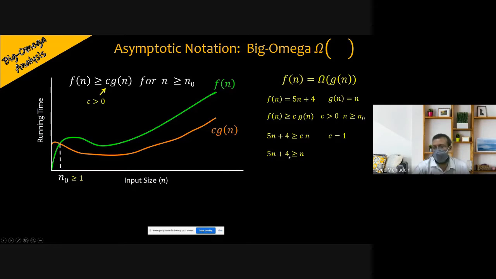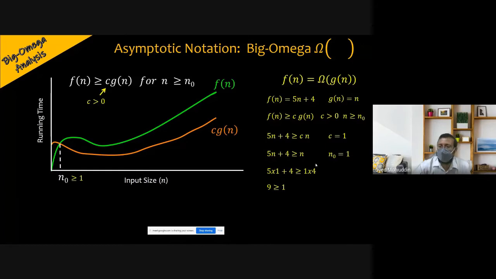So this happens for what value of n? Take n0 equal to 1 itself. If n0 is taken as 1, we can say that this is true. So for the constant c equal to 1 and for n equal to 1, we are proving that the f of n function is greater than or equal to c times g of n, where f of n is 5n plus 4 and g of n is n.